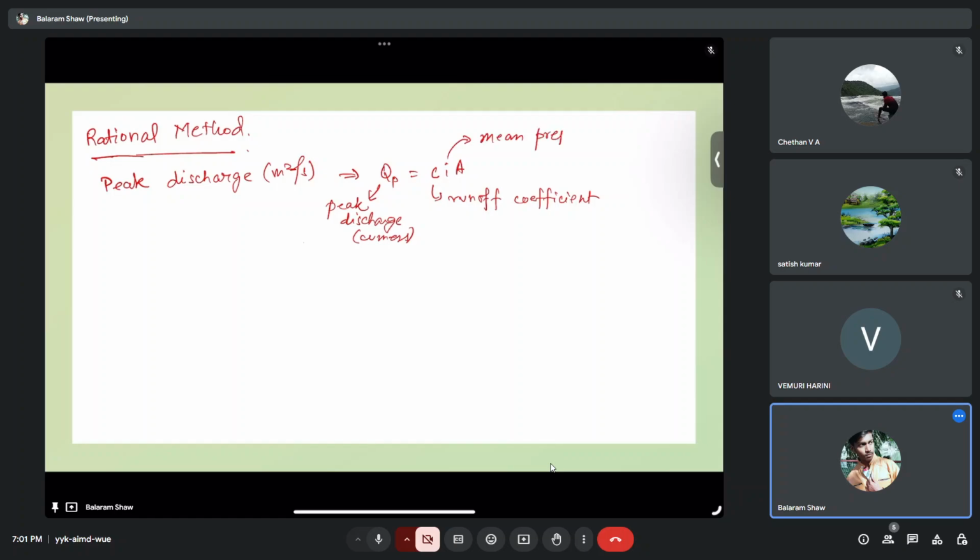Mean precipitation intensity for duration equal to or greater than the time of concentration. This one will be in meter per second, and A will be the catchment area in meter square. Okay, so we have seen this rational formula before, and hence this much detail is enough for you to calculate, right? So we'll go to some of the problems first.